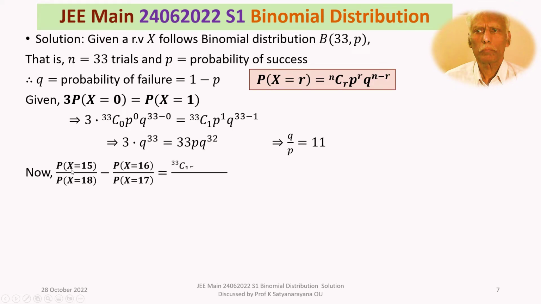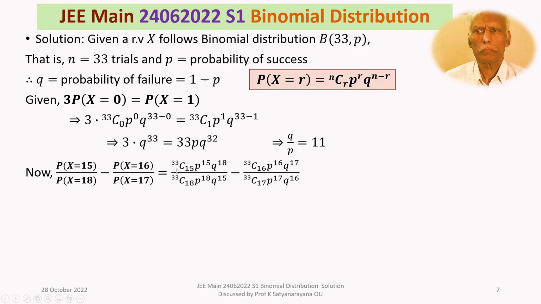Now the probability of X equal to 15 by the probability of X equal to 18 minus the probability of X equal to 16 by the probability of X equal to 17 is equal to: the probability of X equal to 15 is 33C15 into P power 15 into Q to the power of 33 minus 15, that is Q power 18. And likewise, the probability of X equal to 18 is written here, minus the probability of X equal to 16 is written here, and the probability of X equal to 17 in the denominator.